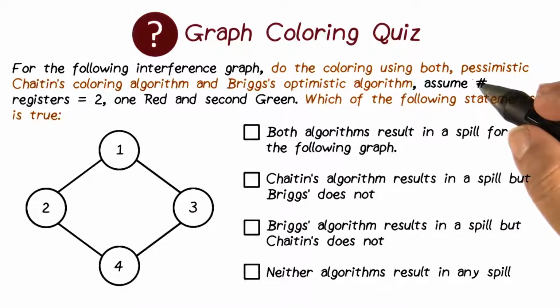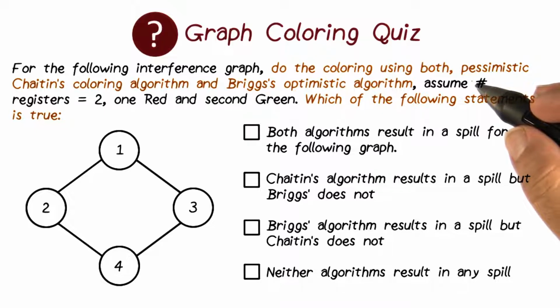Folks, I presented to you two different algorithms. Chaitin's, which is pessimistic, which assumes that there is a spill on that condition being met, number of outbound edges greater than or equal to n, where n is the number of registers.